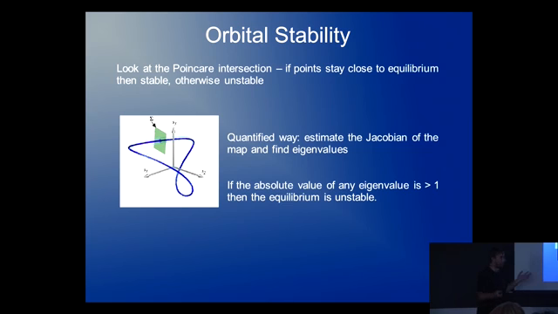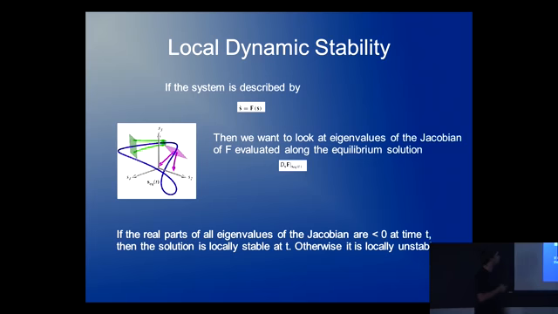Otherwise, it's unstable. So a more quantified way is we estimate the Jacobian of the Poincare map and find its eigenvalues. And if any of the eigenvalues has a value that is greater than 1, then the system is unstable and we fall over. But this is really a discrete set, and we kind of lose some information about the stability of the system. So we want to study the local dynamic stability.